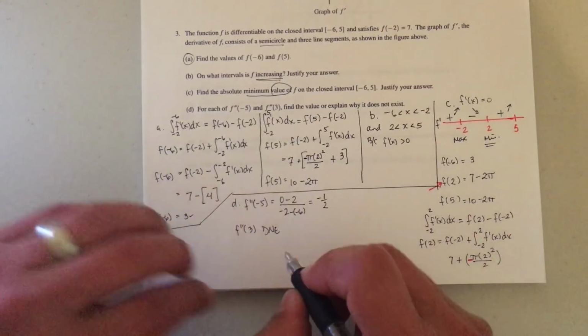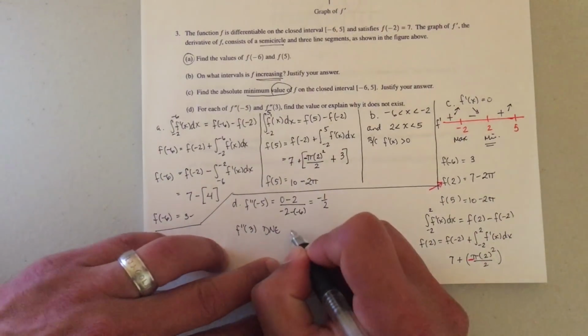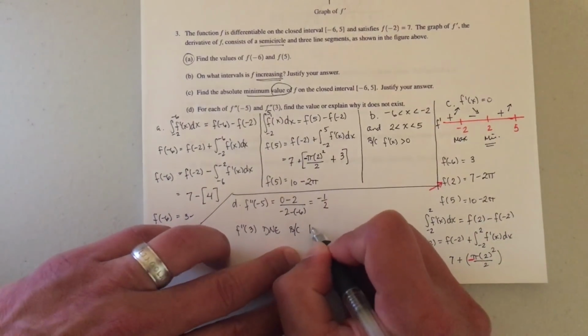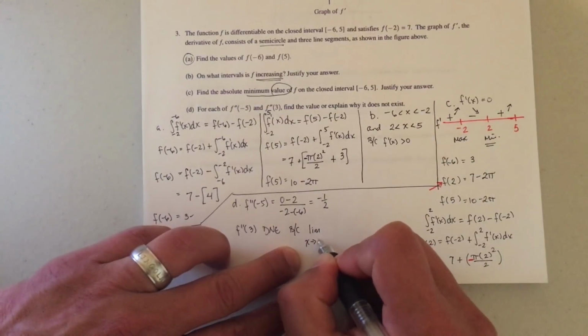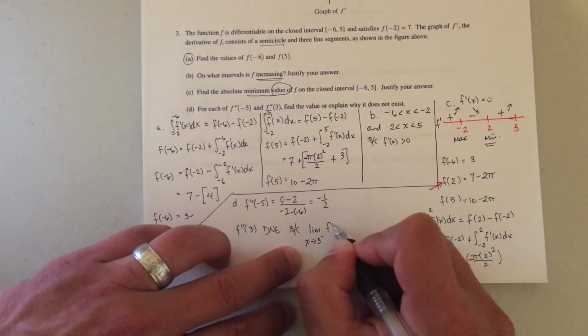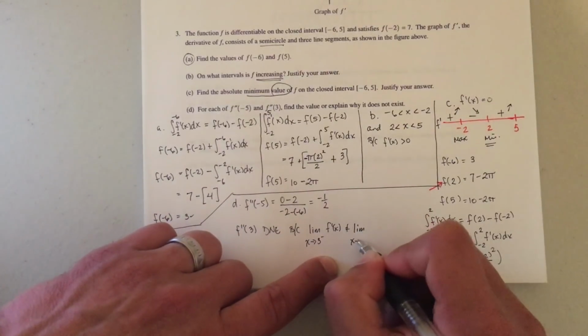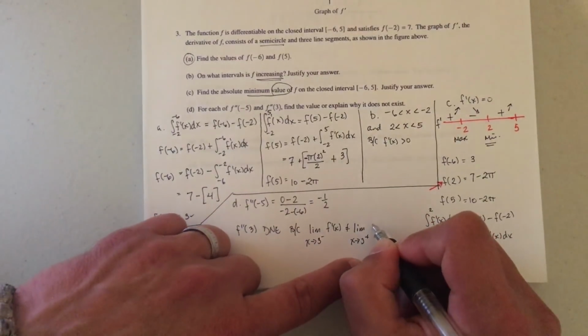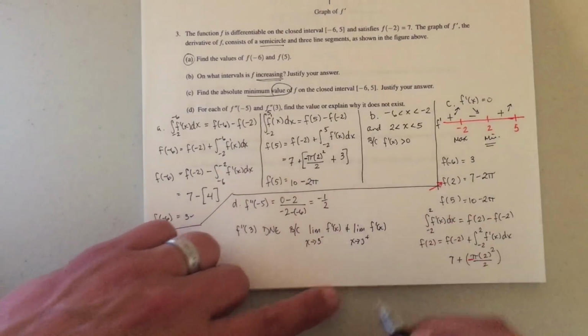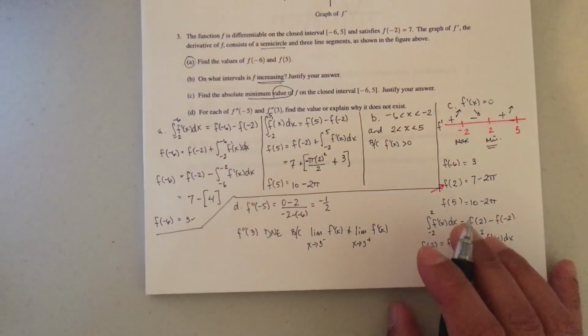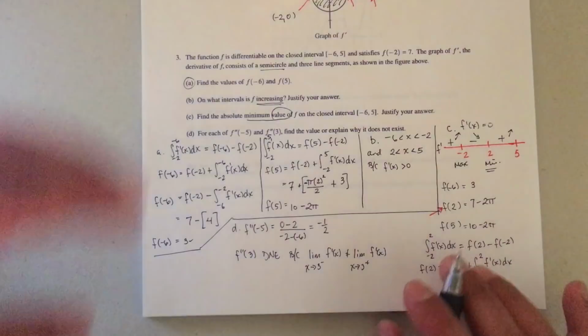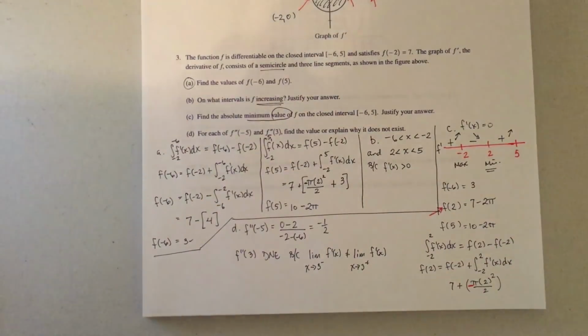Okay, you would write, because the limit as x approaches 3 from the left of f prime of x does not equal the limit as x approaches 3 from the right of f prime of x. And that should be plenty enough, okay? And they'll understand that verbiage, all right? And that's it, guys. That's it.